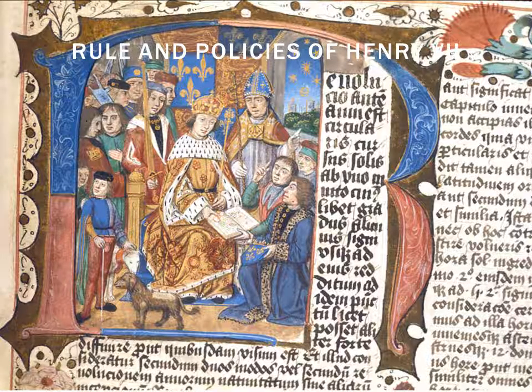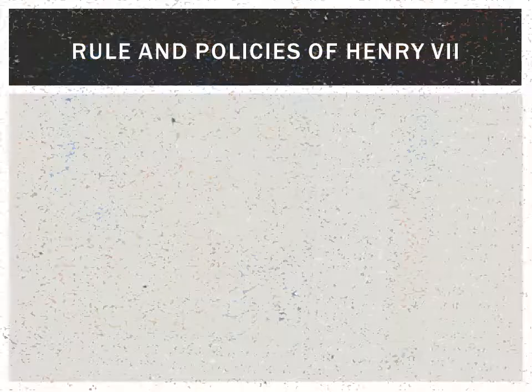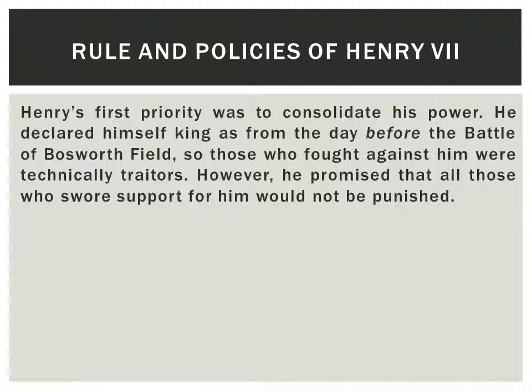So we've got this new technology of the printing press. We've got Henry VII, a new king, a new age starting. First thing he wanted to do, this new king, was consolidate his power. And one of the ways he did that was by saying that he was king from the day before the battle in which he attacked Richard III.